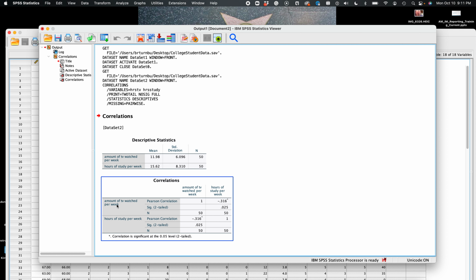So if I look at the amount of TV on the relationship between the hours per week of studying, I see that I have a significant correlation of negative 0.316. So that negative gives us the direction. So it's a negative direction, which means as hours of TV goes down, so does the hours of studying per week. And that's interesting. And then it's going to be significant because it's flagged it for me.